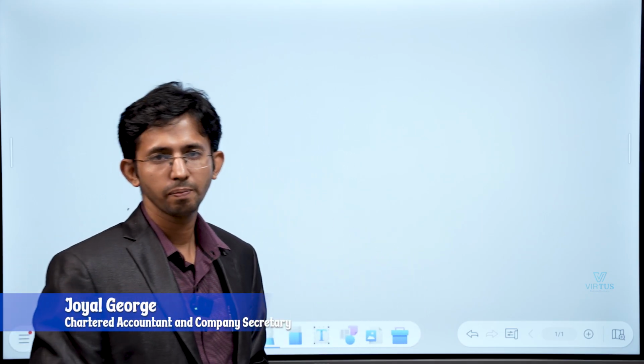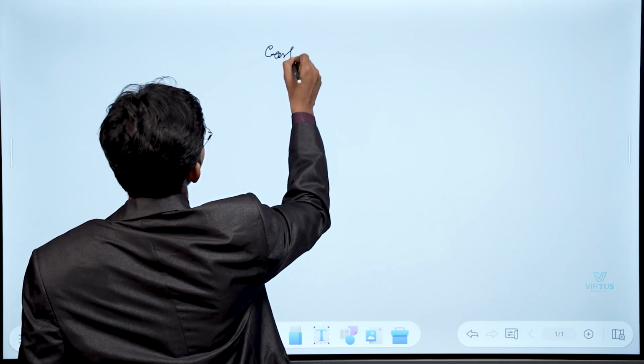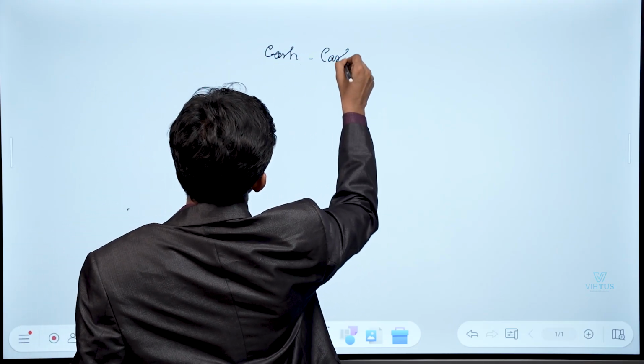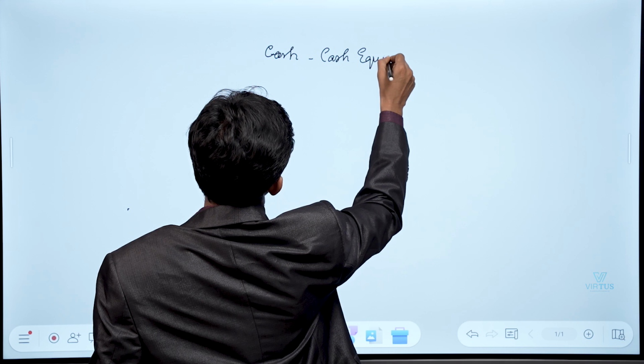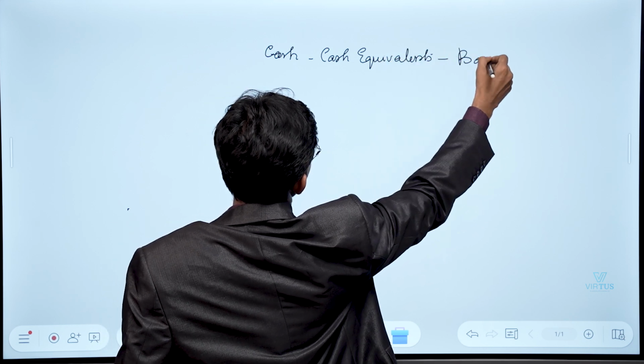Hello friends, today we are going to see one small but very important topic from your practical perspective. Most of the time, I have seen students who are studying for CA Final, or students preparing financial statements during their articleship, getting confused between three terms: cash, cash equivalents, and bank balance.